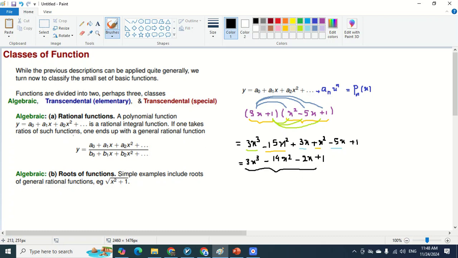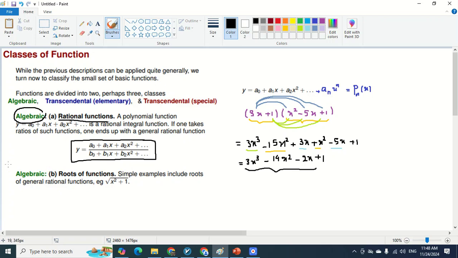Another type of function that we can consider over here is a rational function, when we have one polynomial over another polynomial. So this will be a rational function, and this type of function, I mean the rational function and polynomial, are types of algebraic function. So while the previous description can be applied quite generally, we turn now to classify the small set of basic functions.